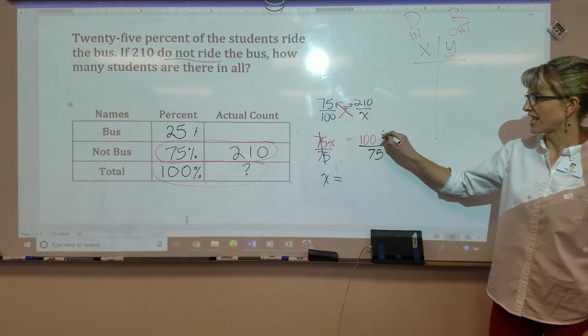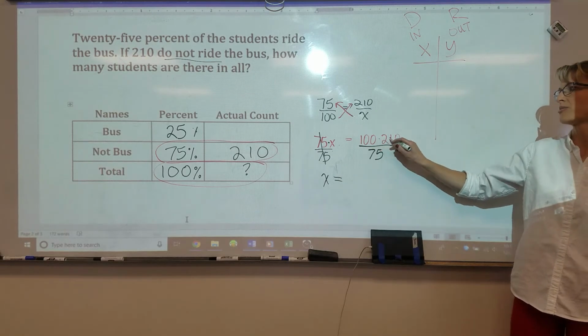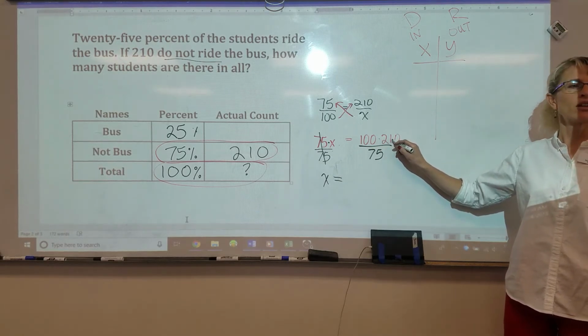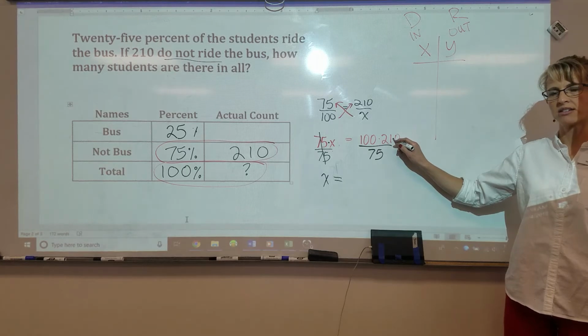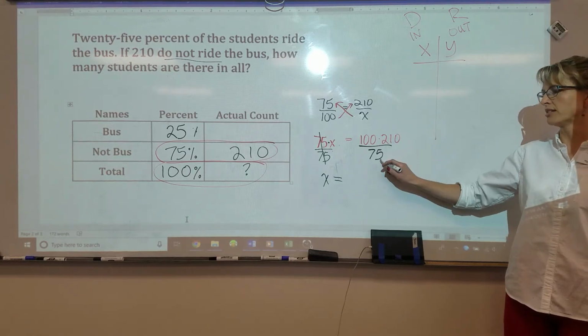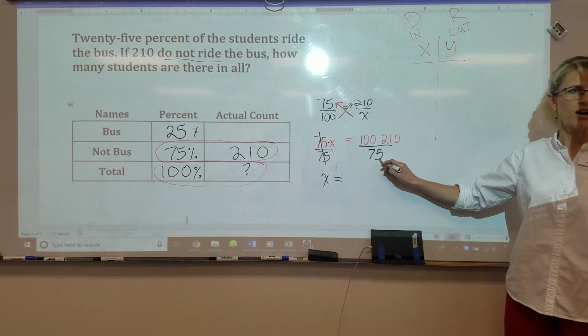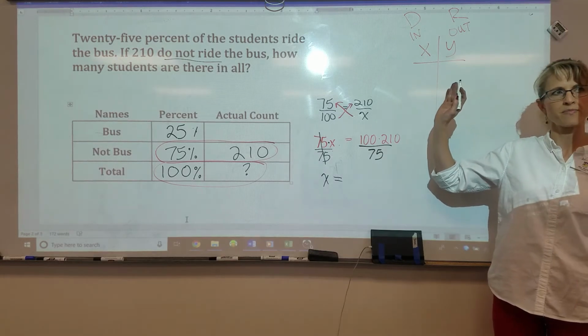And so now we just need to type into our calculator 100 times 210. Hit enter. Leave the number in your display. Then hit the divide button. And 75. Put your pencil up when you've got it.